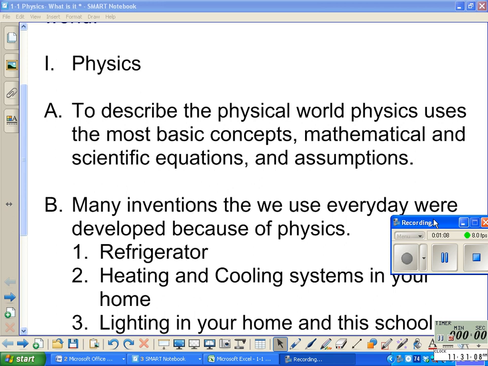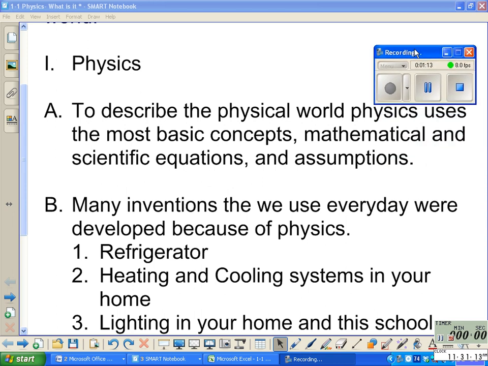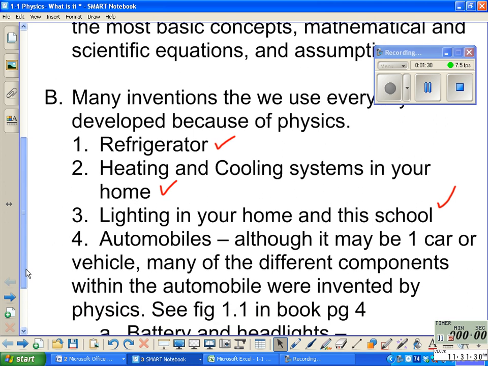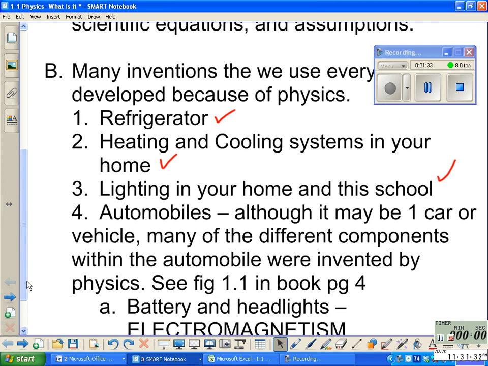Many inventions we use every day are developed, like I said, because of physics, for example your refrigerator, your heating and cooling system in your home, even the lights used in this school. All are examples that stem from physics. We already talked about the automobile. Although it's only one vehicle, many different components in your automobile were invented through physics.